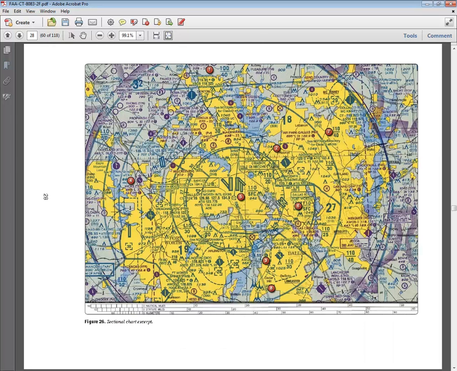Going from Fort Worth Meacham, which is in area 4. So looking at that, here we see Fort Worth Meacham. Going from Fort Worth Meacham to Denton Municipal, which is in area 1. And looking at that, we're going up to here, Denton Municipal.